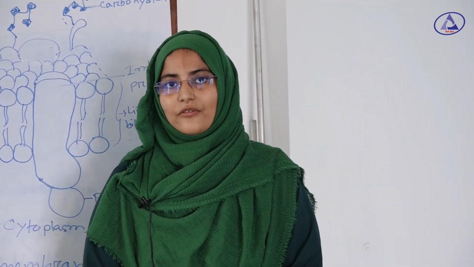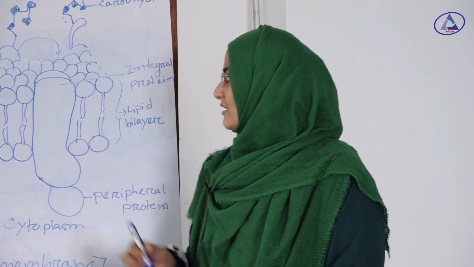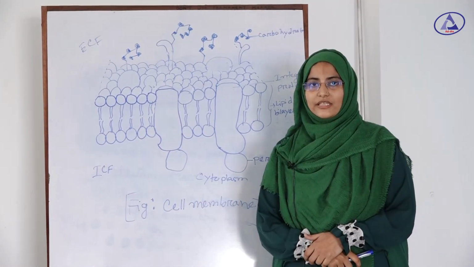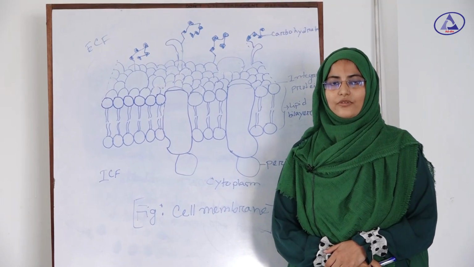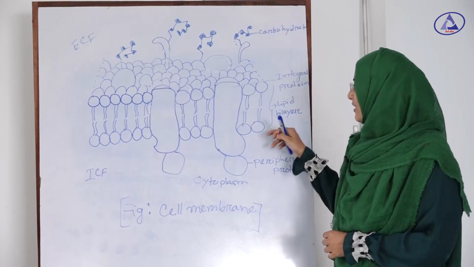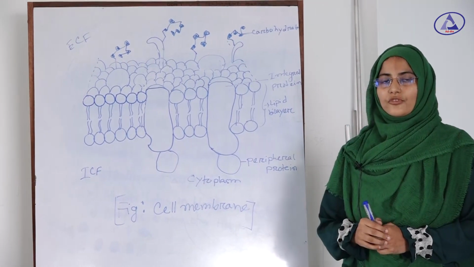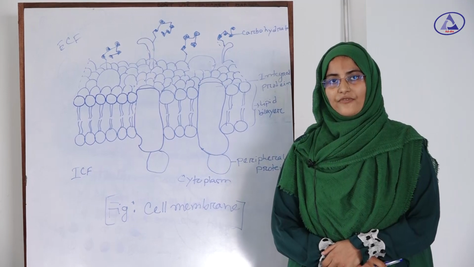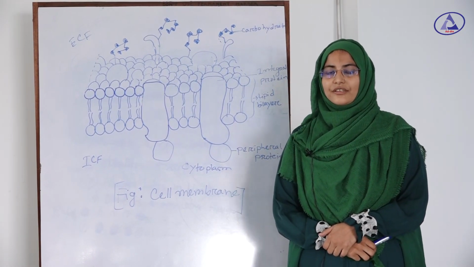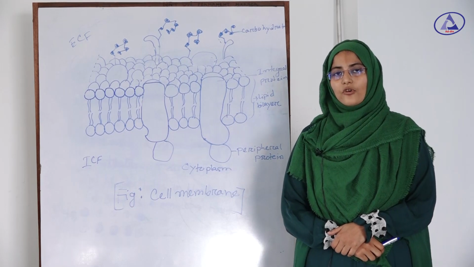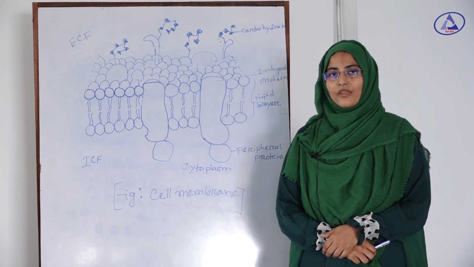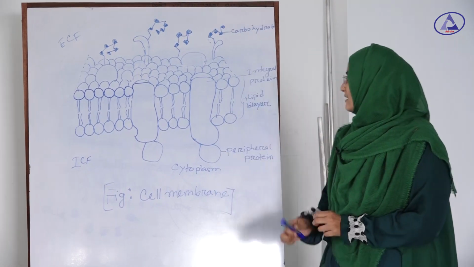Now I discuss the cell membrane. This is the diagram of the cell membrane, and the cell membrane is a thin elastic structure that is about 7.5 to 10 nanometers in diameter. The cell membrane is composed of protein 55%, phospholipid 25%, cholesterol 13%, other lipid 4%, and carbohydrate about 3%.